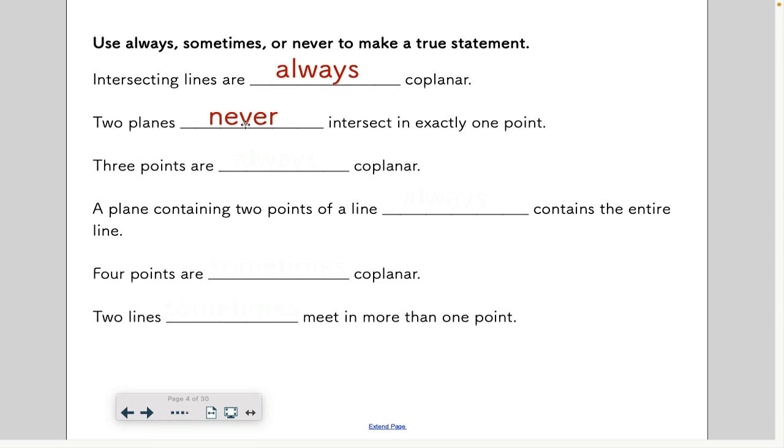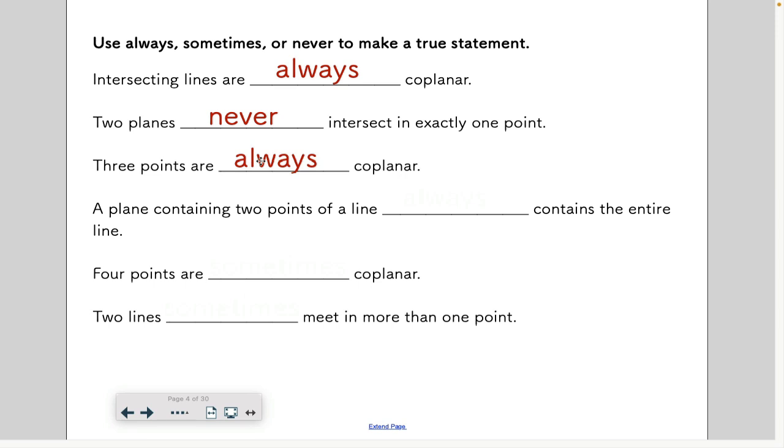Three points, this time we'll do hands. Three points are hands up for always coplanar. Hands up for sometimes coplanar. Hands up for never. It's a postulate. Through any three points, you can draw a plane. That was actually one of the last postulates that we did yesterday. It was an axiom, okay?